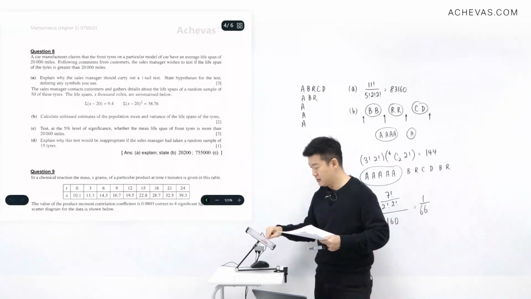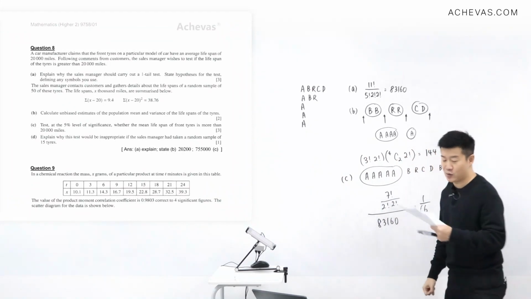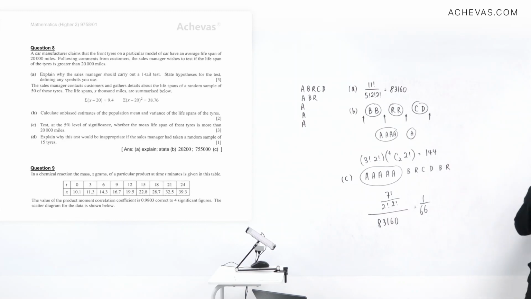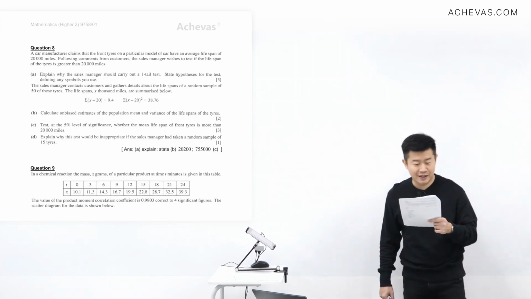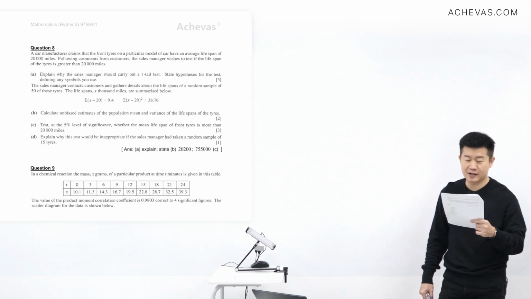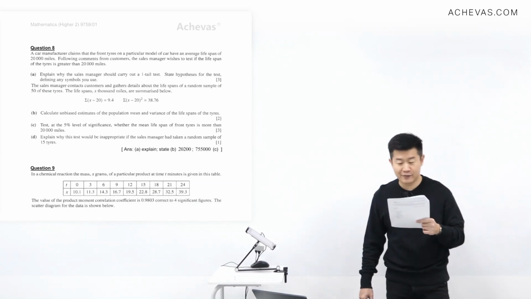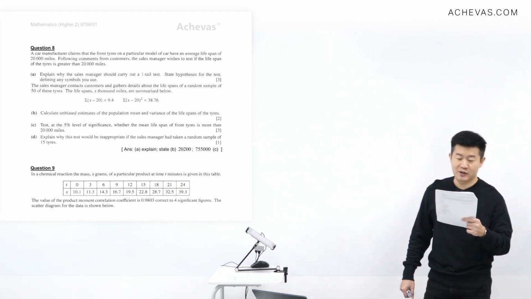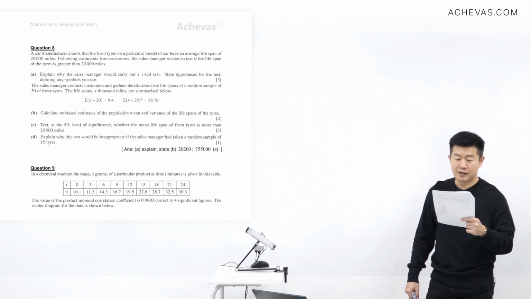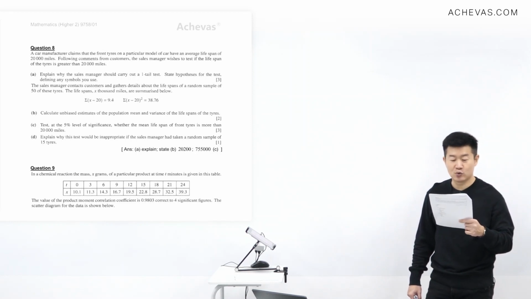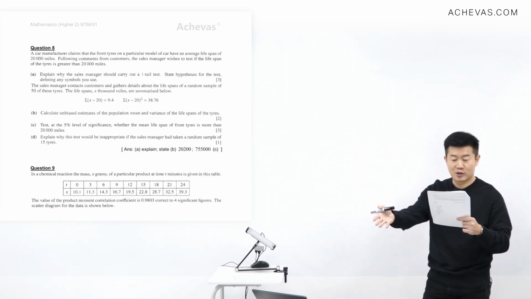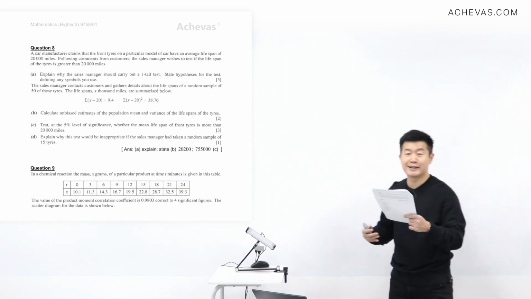Question number 8. It is a hypothesis testing question. A car manufacturer claims that the front tires on a particular model of cars have an average lifespan of 20,000 miles. Following comments from customers, the sales manager wishes to test if the lifespan of the tires is greater than 20,000 miles. Explain why the sales manager should carry out a one-tail test, precisely because we are trying to test whether it is greater than 20,000 miles.